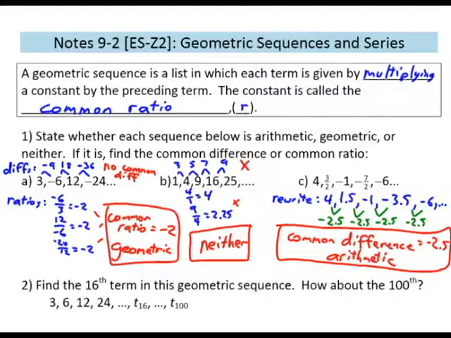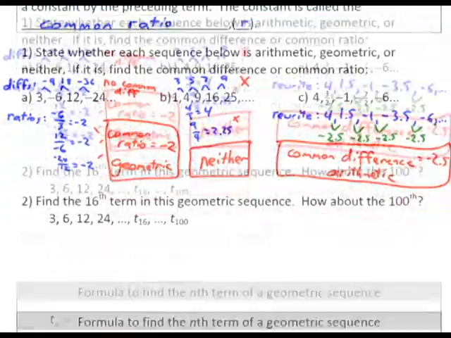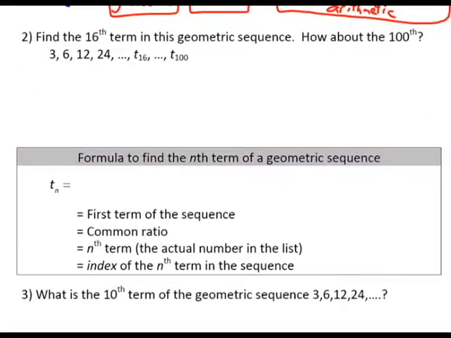Our next task, similar to what we did with arithmetic sequences, is to find a formula for the nth term in a geometric sequence. We start with an example that we'll extrapolate a formula from.